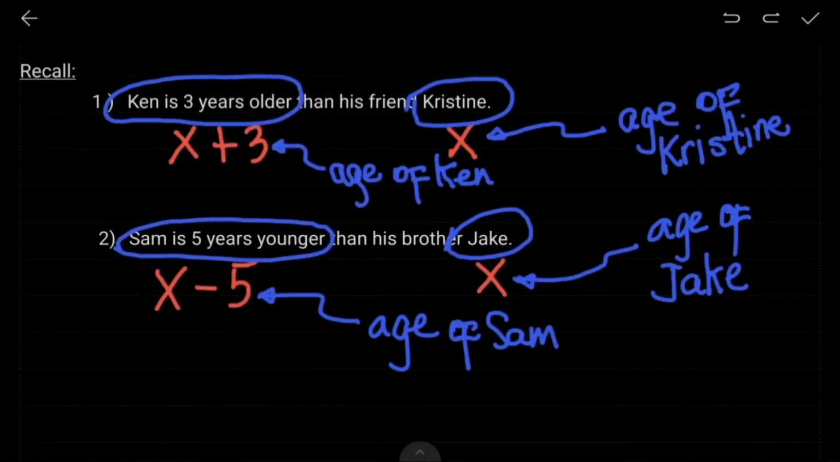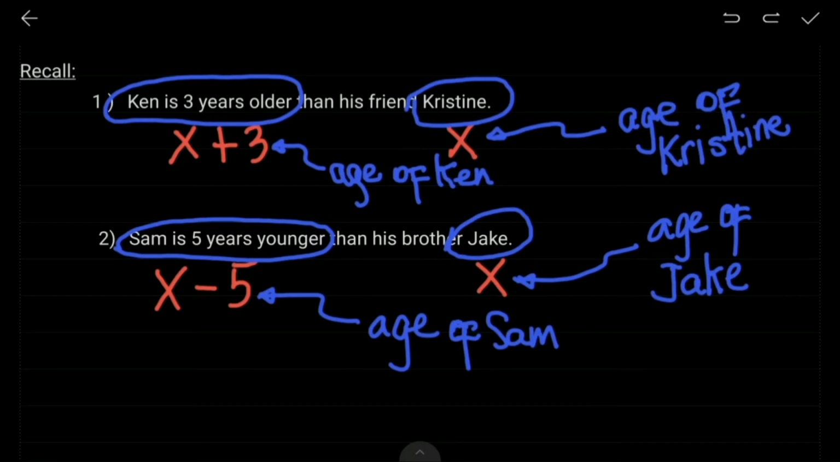This video will focus on word problems involving quadratic and rational equations. But first, let's review how to translate the problem into symbols. We have here two examples.